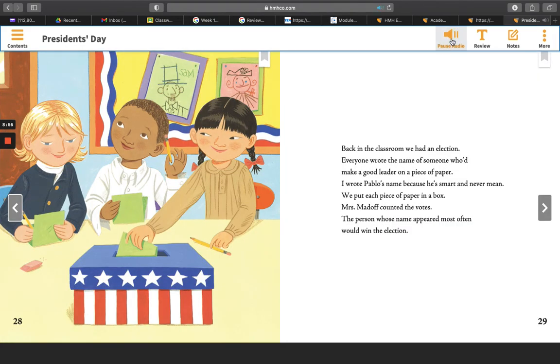Back in the classroom, we had an election. Everyone wrote the name of someone who'd make a good leader on a piece of paper. I wrote Pablo's name because he's smart and never mean. We put each piece of paper in a box. Mrs. Madoff counted the votes. The person whose name appeared most often would win the election.